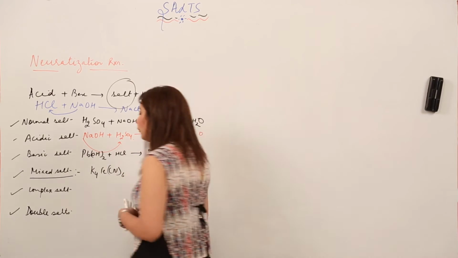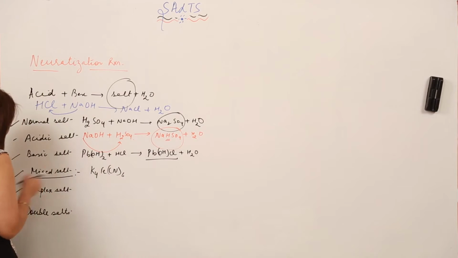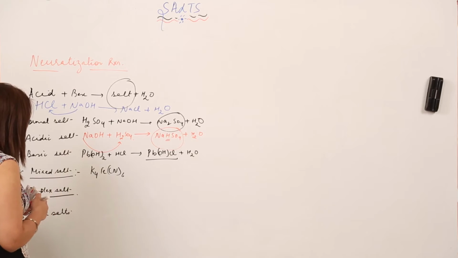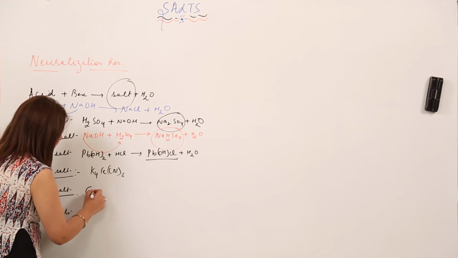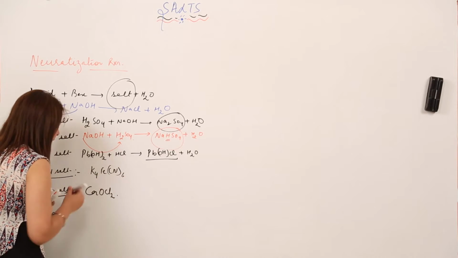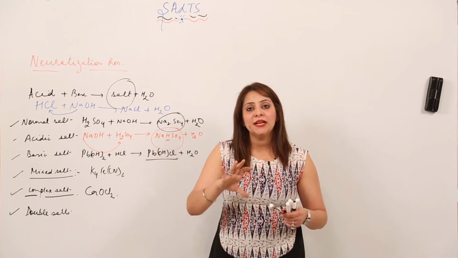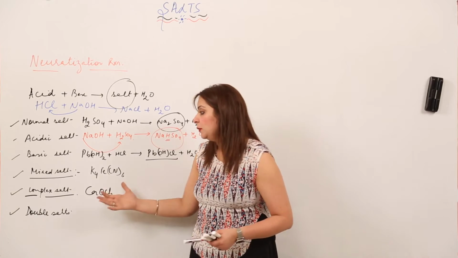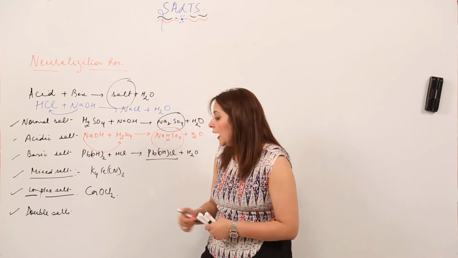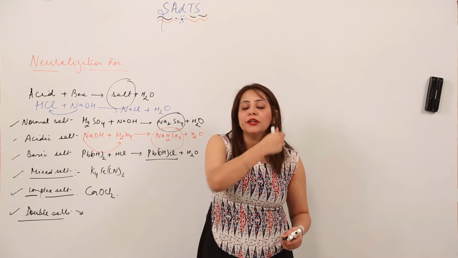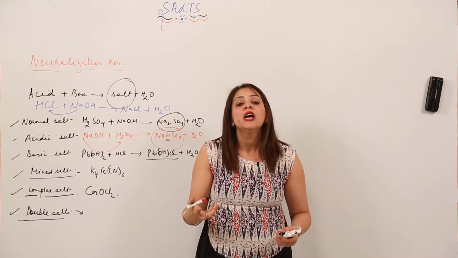Now when we talk of the complex salt, suppose we have CaOCl2. Here also we see the simple cation as well as the simple anion present. So it is a complex salt. And when we talk about the double salt, it is formed by the combination of two or more simple salts.